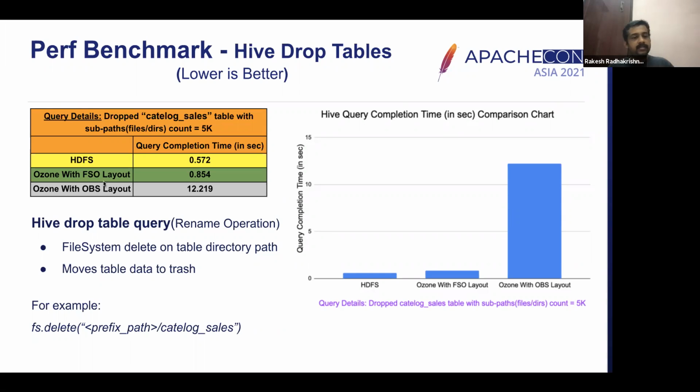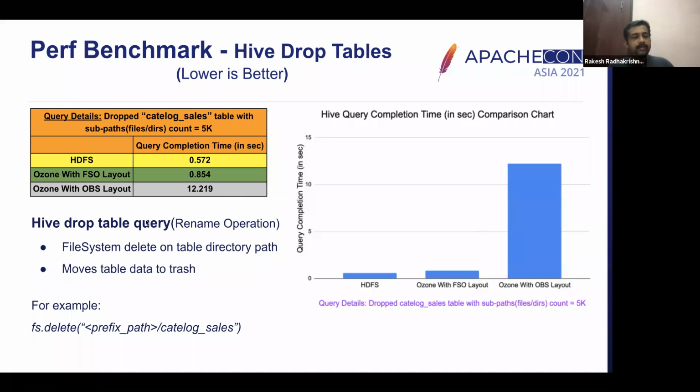But if you see the object store layout, it is a pure key value store. There will be a lot of duplicate prefixes in the system, right? Like we saw in the previous diagram. And it has 12 seconds. It took 12 seconds.